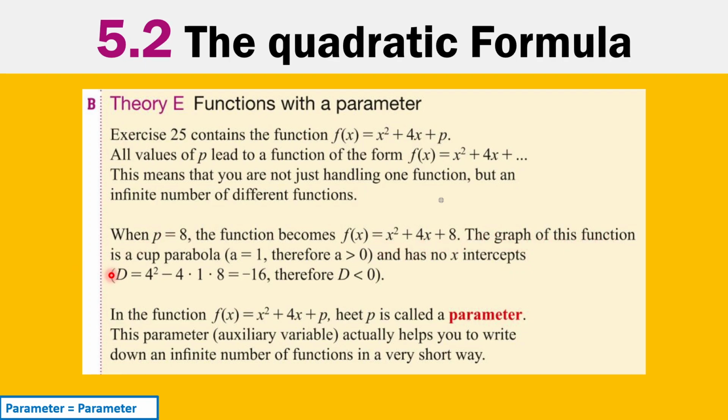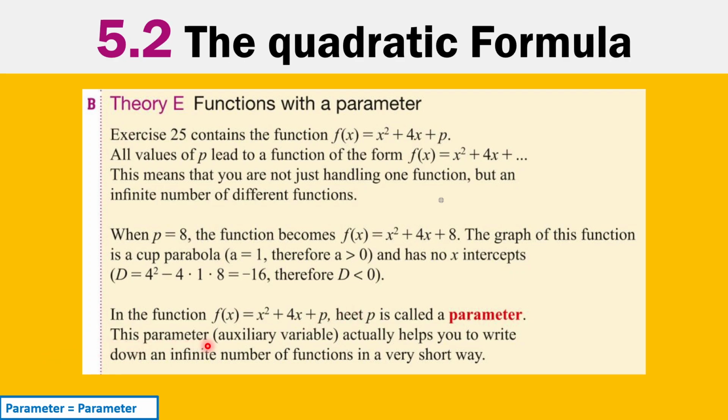And the graph of this function is still a cup parabola, because a equals 1, therefore a is bigger than 0, and has no x-intercepts, because in this case, if I would now calculate the discriminant, right, fill in b squared minus 4ac, gives me 4 squared minus 4 times 1 times 8. Hey, my value for p has an influence on what my discriminant can be. And that's what we're going to use in theory E. So in the function f(x) equals x squared plus 4x plus p, p is called a parameter.